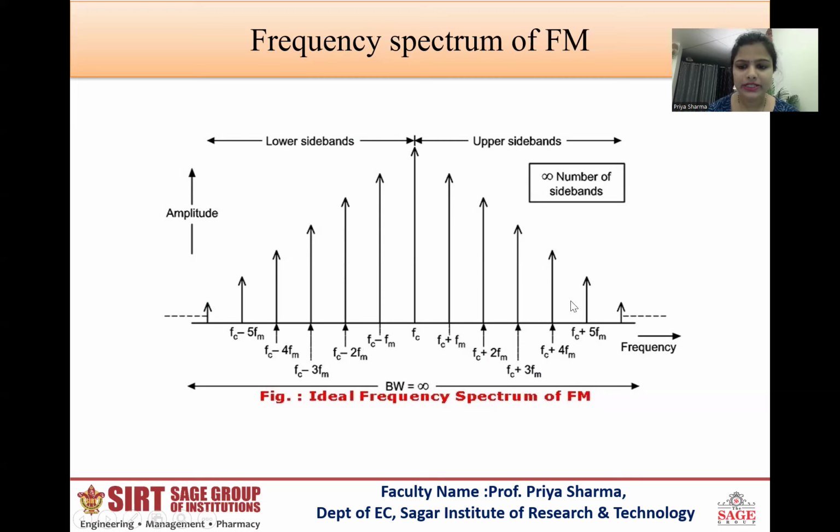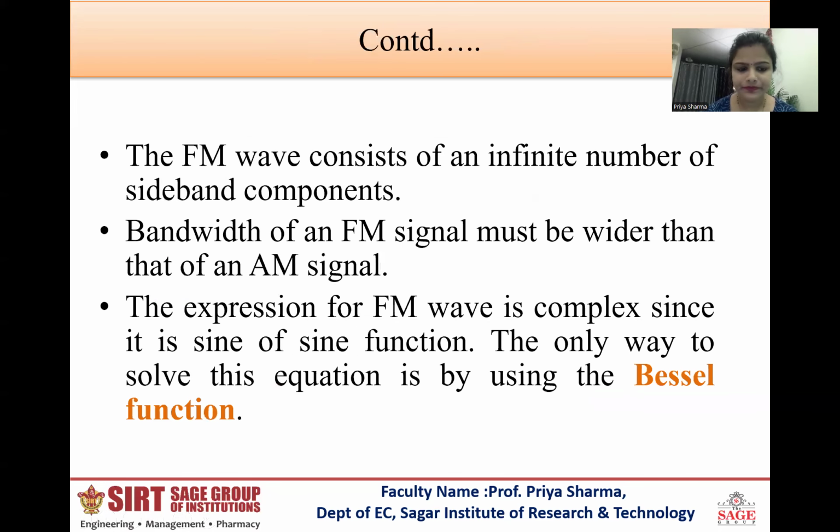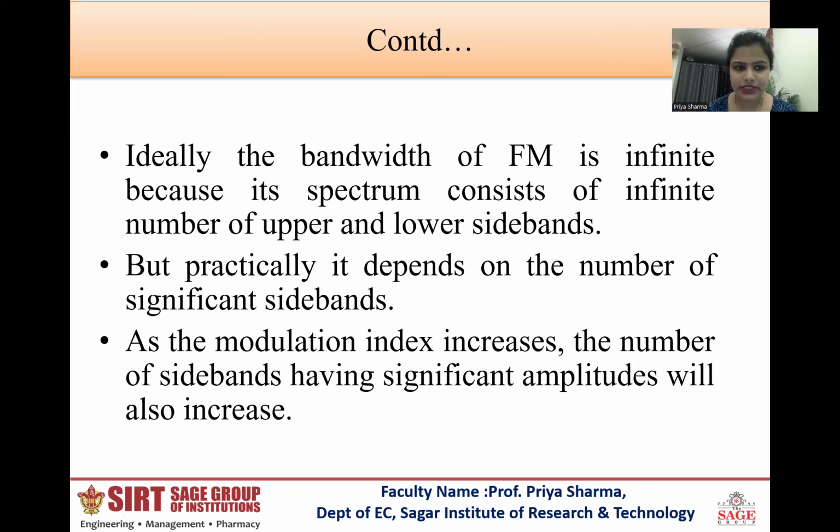This is a very complex situation, and the only way to solve this equation is using Bessel's function. As the FM wave consists of an infinite number of sidebands, the bandwidth of an FM wave must be wider than the AM signal, as you know that the bandwidth of an AM signal is twice the modulating frequency, that is, upper sideband frequency minus lower sideband frequency. The expression for the FM wave is complex since it is a sine of sine function. The only way to solve this equation is by using Bessel's function.